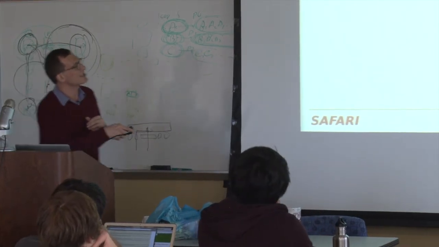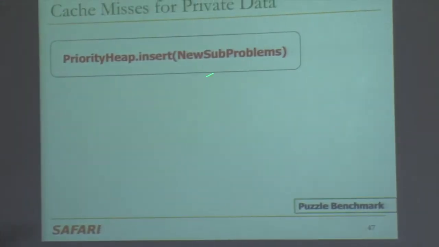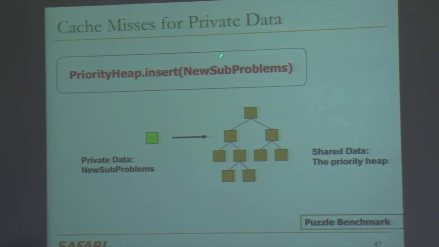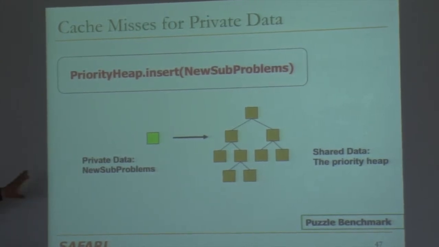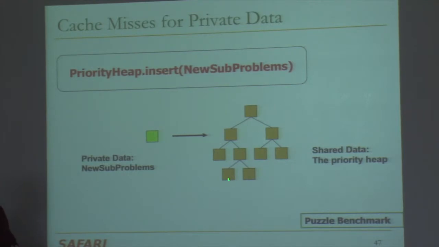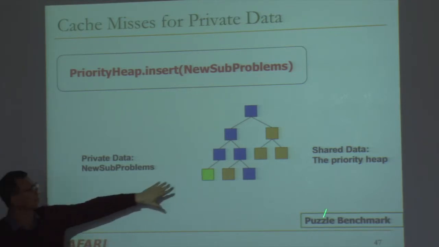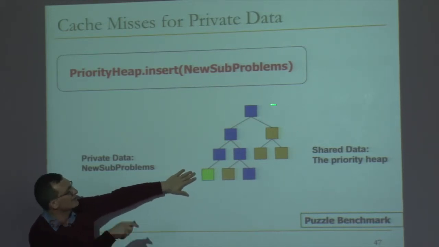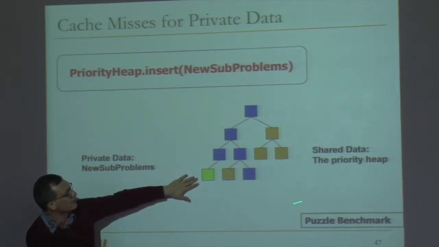But let's take a look at this particular function. Basically, this is a task management queue. You create some problems and you insert them in this priority queue or heap. Basically, the private data that's generated by the thread is these new subproblems. Assume that it's kind of a node. And then there's a shared data that has this priority heap. Once you're inserting it, you'll need to figure out where you actually insert it, right? Basically, the amount of private data that you touch is only one node, but the amount of shared data that you touch in this critical section, and this needs to be done in a critical section because multiple threads may need to be inserting their own private data to this shared heap.